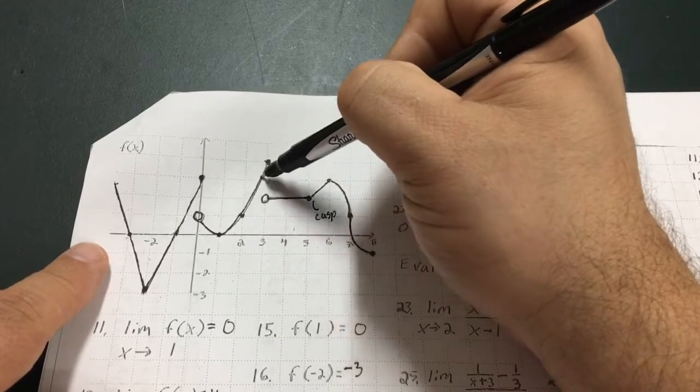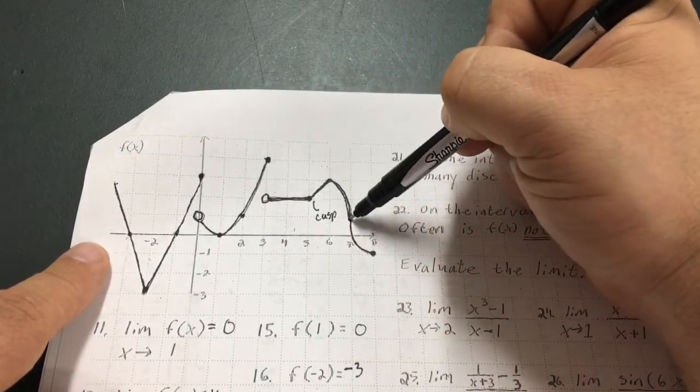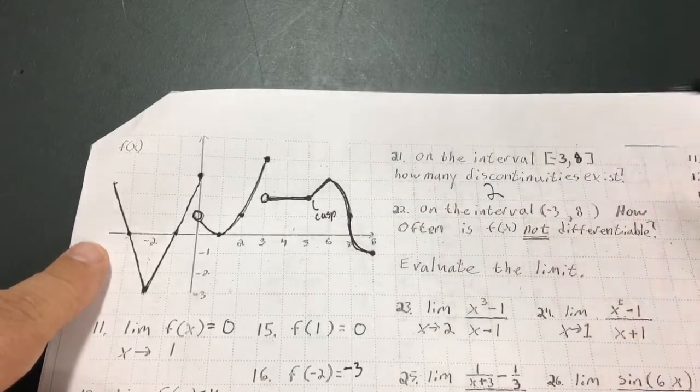I keep my pencil on the paper. Now I have to lift it. So there's my second discontinuity. And that's it. All the other parts of this curve, of this graph, are continuous. So there are two discontinuities.